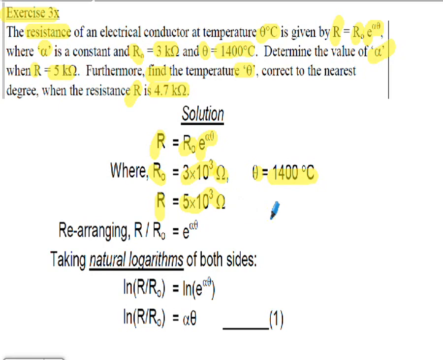I'm going to rearrange the equation to make the exponential function on its own on one side of the equation and positive, and I simply do that in this case by dividing both sides by R0. So R divided by R0 on the left hand side gives me e to the alpha theta. Now I take natural logarithms of both sides of the equation, so on the left hand side I get ln of R divided by R0, and on the right hand side I get ln of e to the alpha theta. Don't forget the ln and the e cancel each other out because of inverse operations. So on the right hand side I get alpha theta, and on the left hand side ln of R divided by R0. And I've called that equation 1.